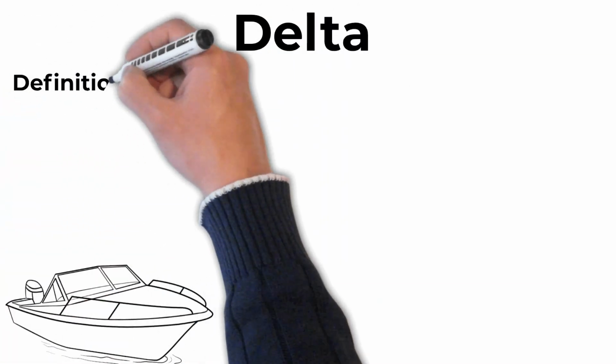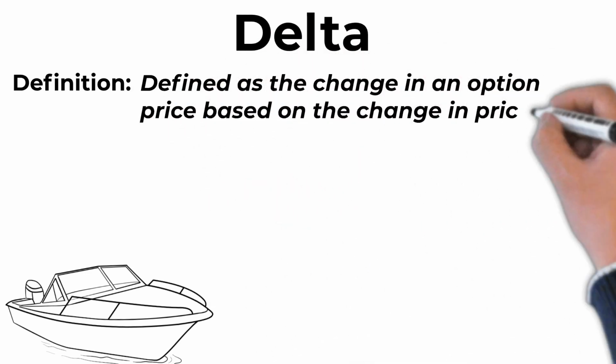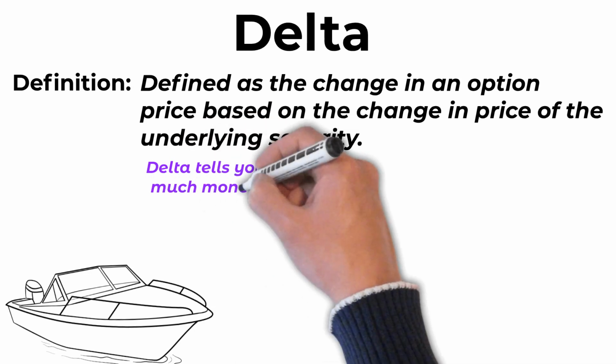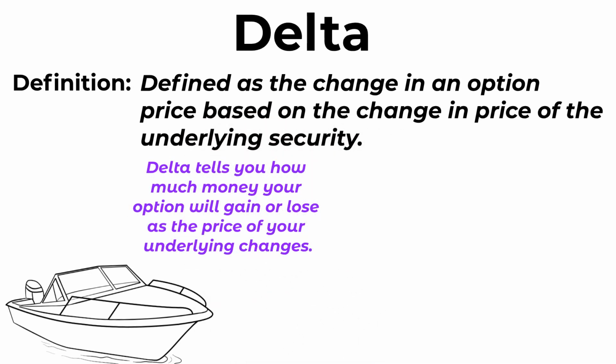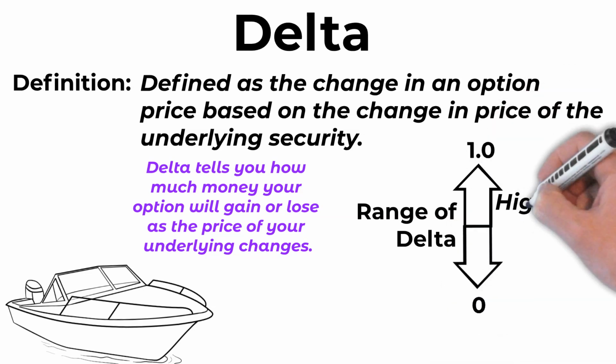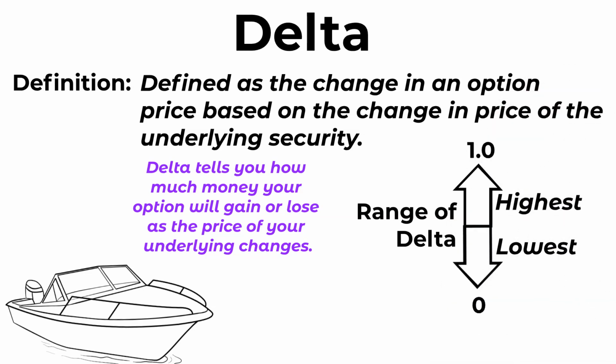Alright, so we'll start with delta. Delta is defined as the change in an option price based on the change in the price of the underlying security. So to put that in English, your delta tells you how much money your option will gain or lose as the price of your underlying changes. The highest the delta can go is 1, and the lowest that it can go is 0.